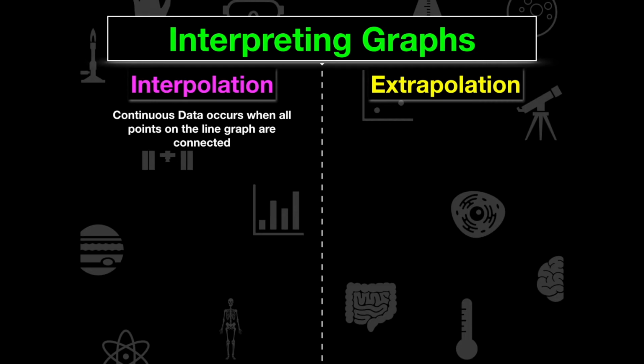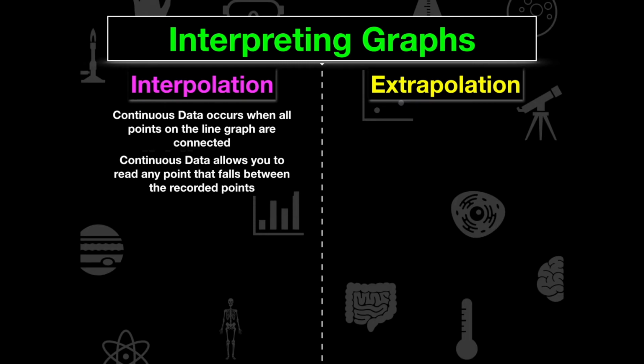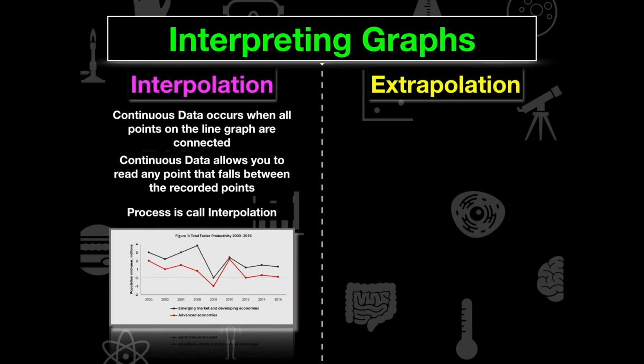Now, interpolation is where continuous data occur when all the points on the line graph are connected. This is generally when we're looking at a line graph. And this continuous data allows you to read any point that falls between the recorded points. So what we call this is interpolation.